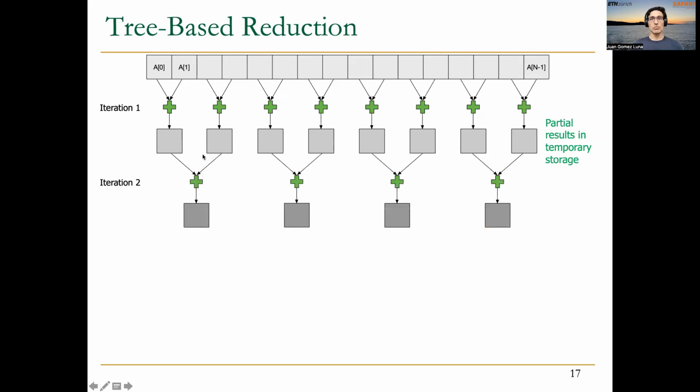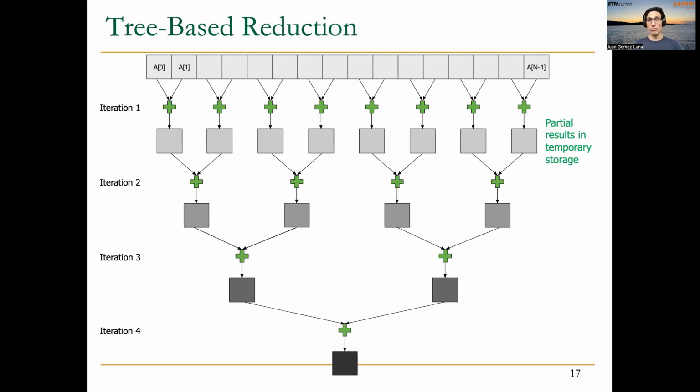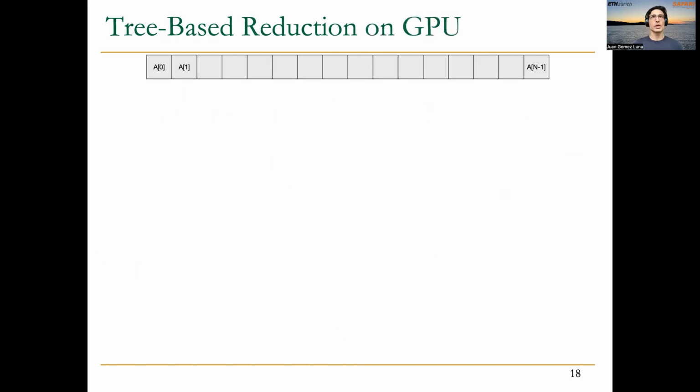In the next iteration, we will probably have half of the workers or threads retire, and we continue doing the reduction of these partial results. We obtain new partial results that we again store in the temporary storage, and we continue this way until we end up with a single value that is the reduction result. As you can see, in total we have log n iterations for an array of n elements, instead of doing the serial reduction where we have n iterations.